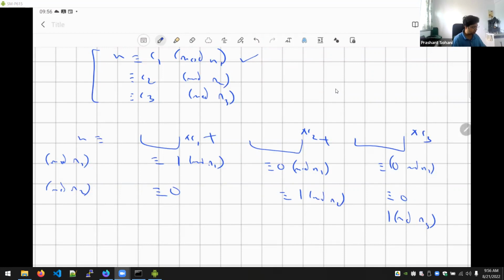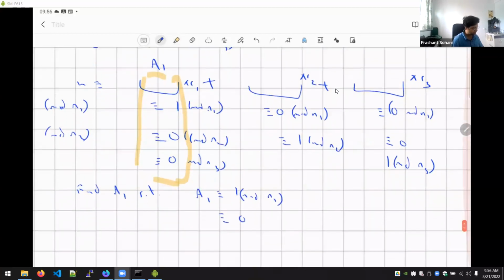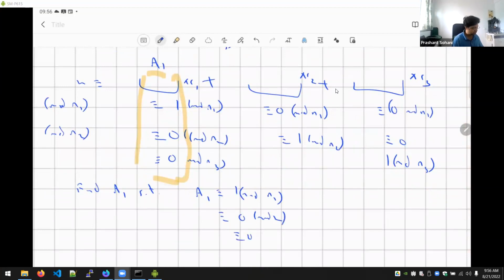So let's look at just the first column. I want to find some value over here, and temporarily let me call it A1, such that A1 is congruent to 1 modulo N1 and it is congruent to 0 modulo N2 and 0 modulo N3. So this is what I can do.